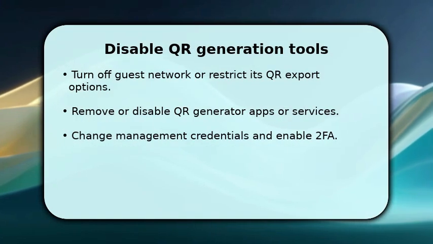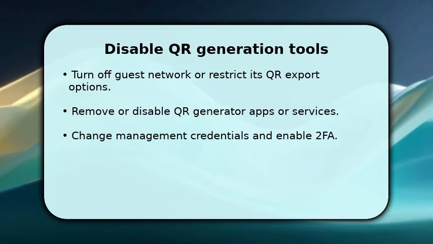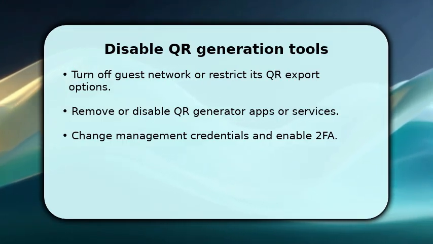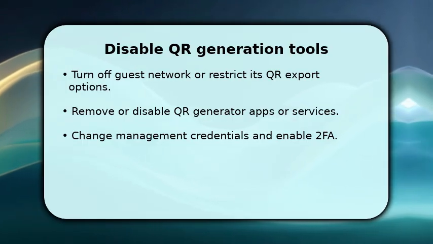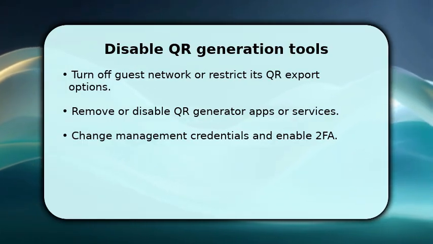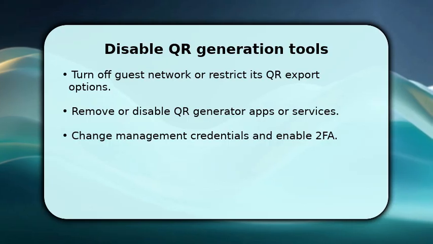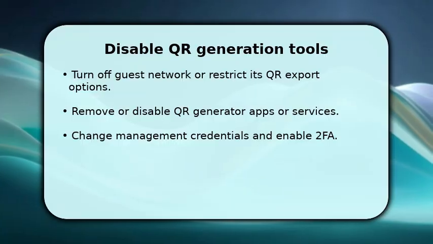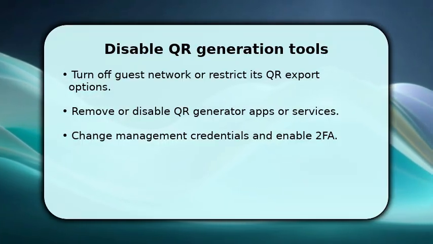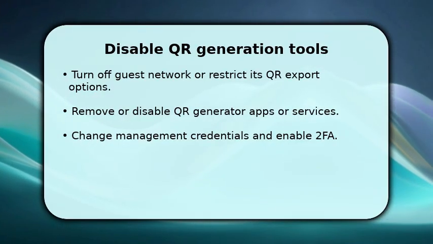Next, focus on the middle steps. Disable any guest network or QR export feature in the router's interface because QR codes often mirror guest settings. If a phone or web app created the code, uninstall or revoke its access and delete stored QR files. Change the router admin password and enable two-factor authentication where possible to prevent recreation.